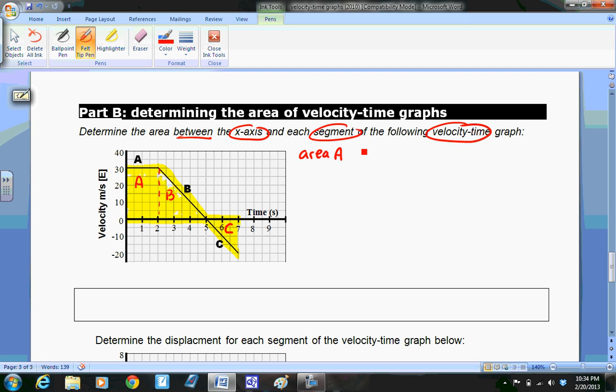So area A, we're going to have a simple rectangle. So for the rectangle here, to find the area, it's really easy. It's going to be length times width. So in this case, we look at the height as the length. It's 30 meters per second. So it's positive, so 30 meters per second. I'm going to include the units here. And the width of this would be 2 seconds. So multiply it by 2 seconds.